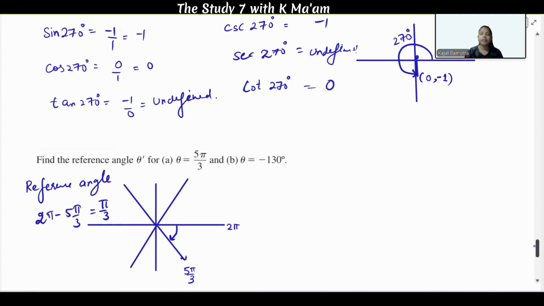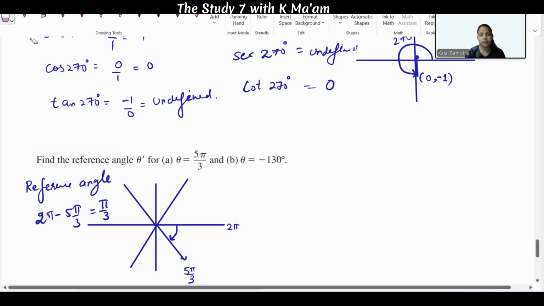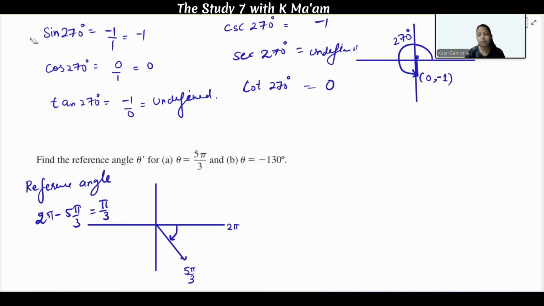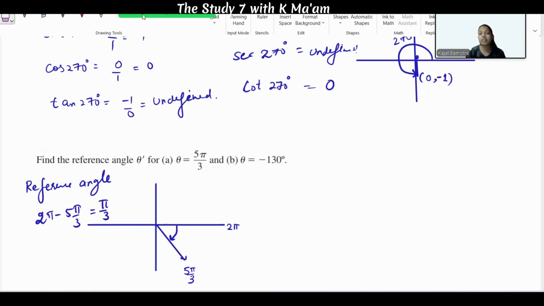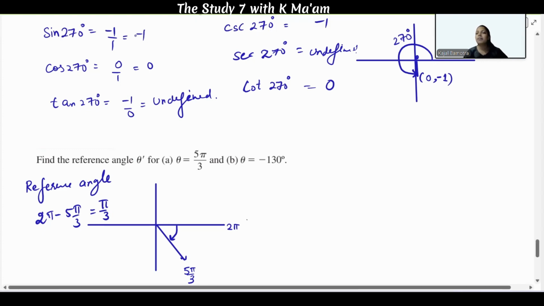Okay. Next we have to find. In this case, you can remove these angles. I just wanted to draw 5 pi by 3. That was just for reference. That's why I drew it. Otherwise, just draw the angle, then find its distance from the x-axis.